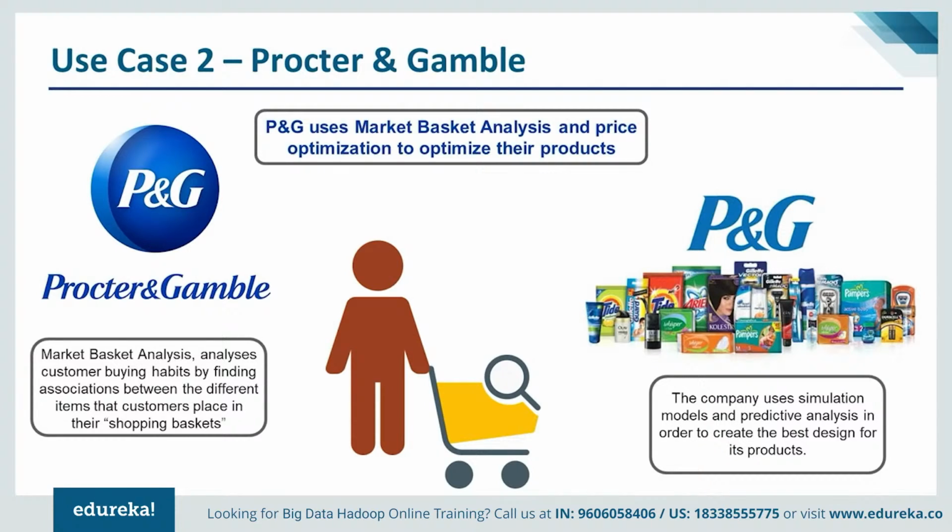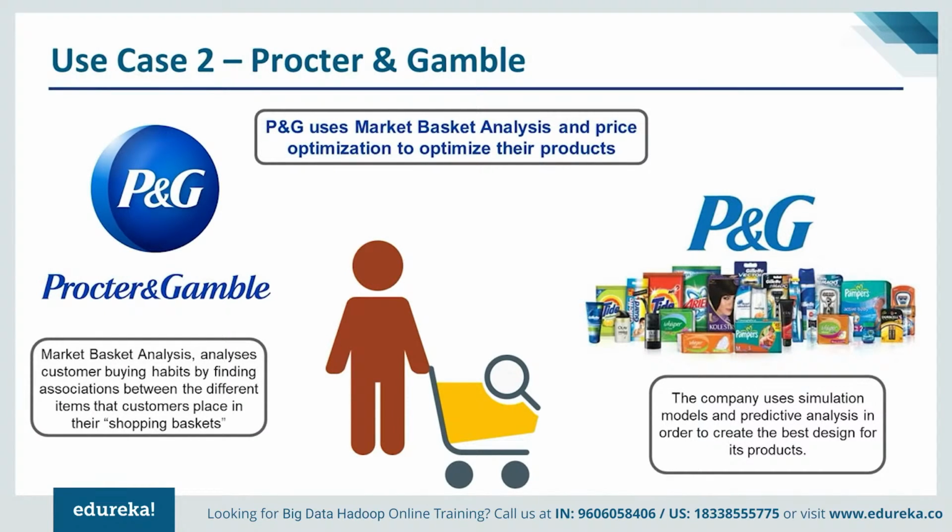So how P&G basically utilizes it is the company uses simulation models and predictive analytics in order to create the best design for its products. So it creates and sorts through thousands of iterations in order to develop the best design, for example, for a disposable diaper. And then they use predictive analytics to determine how moisture affects fragrant molecules in a dish soap so that the right amount of fragrance comes out at the right time during the dishwashing process.